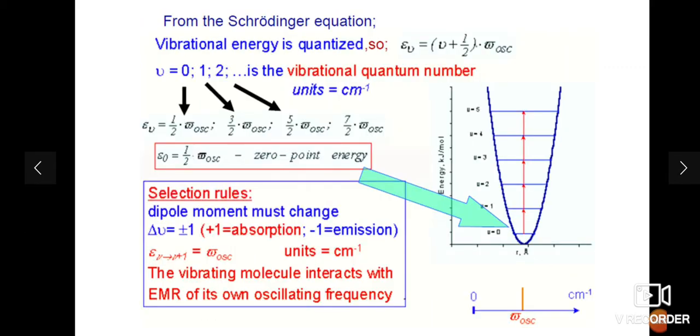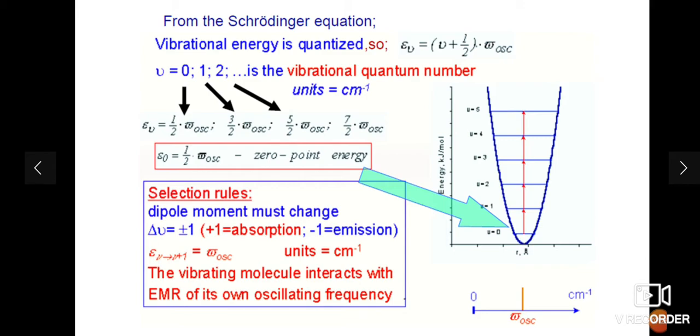From the Schrodinger wave equation, Schrodinger gave the solution for the vibrational energy, E nu, which is given by the expression (nu plus half) times the oscillational wave number, where nu is the vibrational quantum number 0, 1, 2, 3, etc. If you substitute the vibrational quantum number in the equation, you will get different terms: 1 by 2 omega bar oscillation, 3 by 2 omega bar oscillation, 5 by 2 omega bar oscillation, like that.